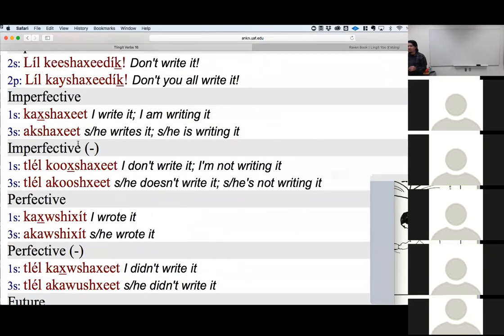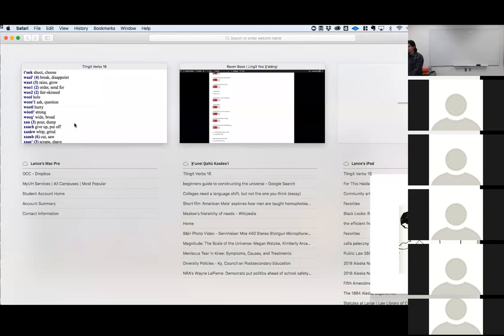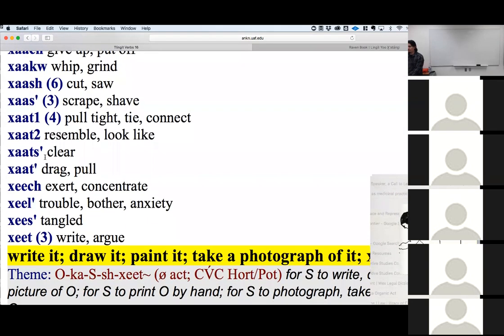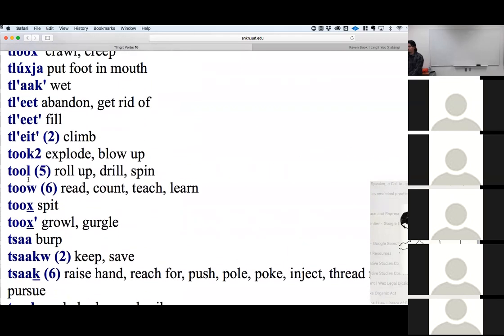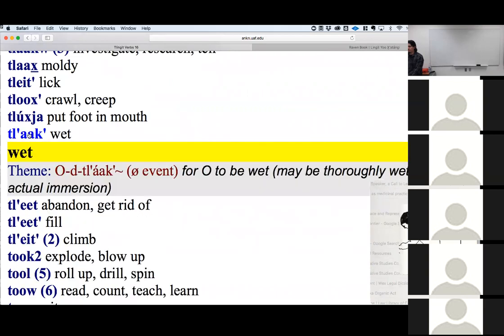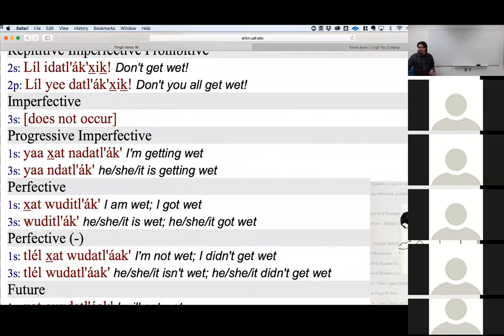So, for example, let's take, so let's say to be wet. So here it is. It has an object. It's going to be a declassifier. So we could see it here. Here's the perfective. Wudetuk. So once we see wudetuk, now we can start changing that.